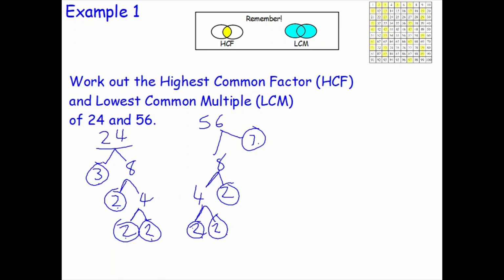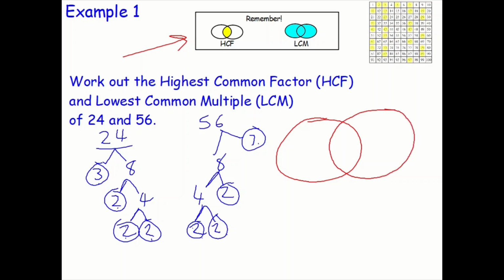So to find out the highest common factor and lowest common multiple of these two numbers, we need to use a Venn diagram, which looks like this at the top here. So I'm going to draw myself a Venn diagram. Make sure it's quite big, because you're going to need to put some digits in there. One of those circles relates to one of your numbers, in this case 24, and the other circle relates to the other number, in this case 56.